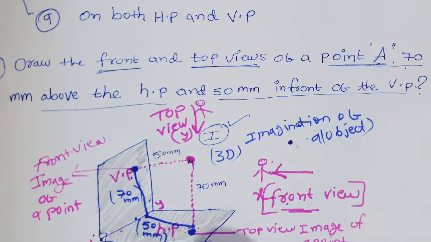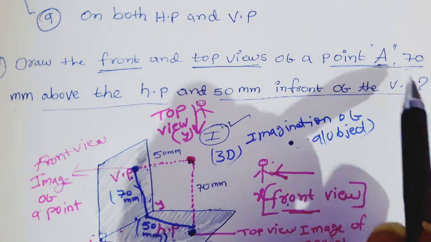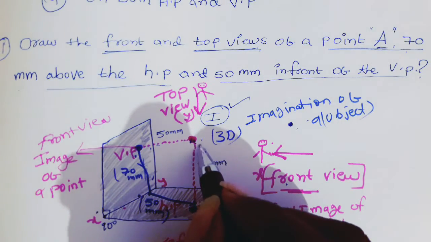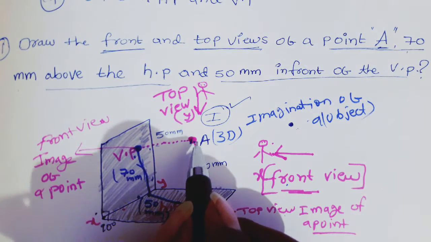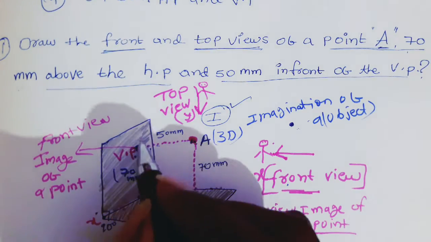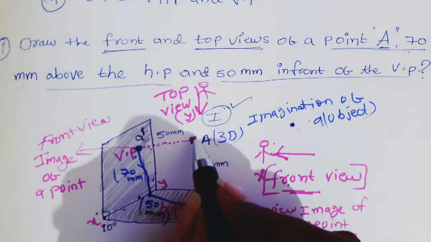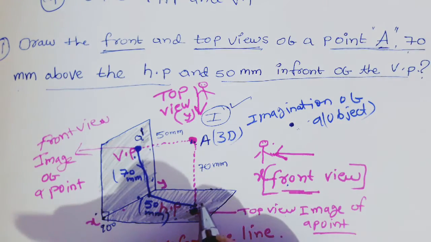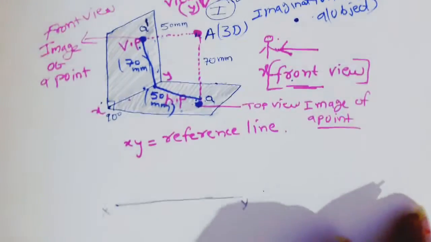Point A is 70 mm above the HP and 50 mm in front of the VP. So this is point A. When the reflection of this point is projected on VP, I am marking it as A dash. When the reflection is obtained on HP, the top view, I am marking it as A. The same we have to draw in 2D also.